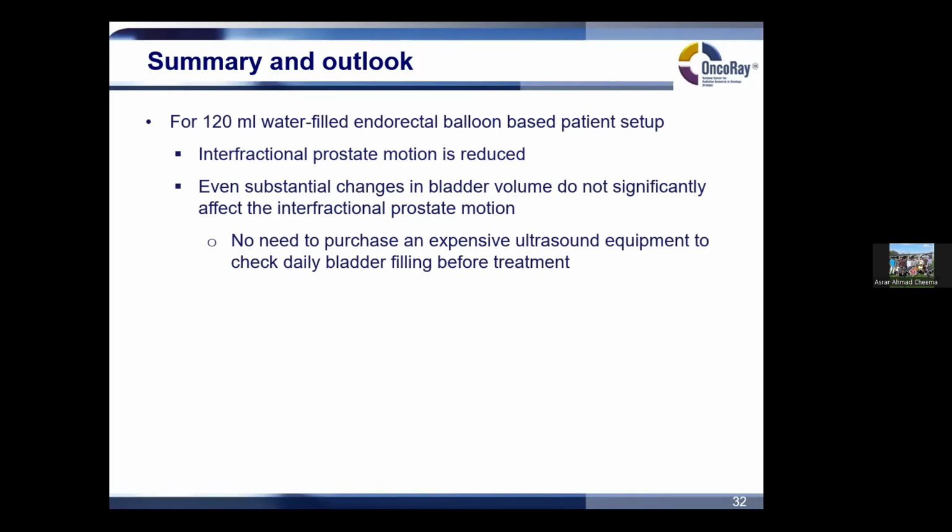even substantial changes in bladder volume do not significantly affect the interfractional prostate motion. So there is no need to purchase expensive ultrasound equipment to check daily bladder filling before treatment. This was planned in our clinic, to purchase ultrasound equipment and daily verify the reproducibility of bladder filling. So after performing this study, they changed their mind about purchasing expensive ultrasound equipment. Because the bladder base doesn't move by bladder filling, it's only the bladder dome that moves upward.